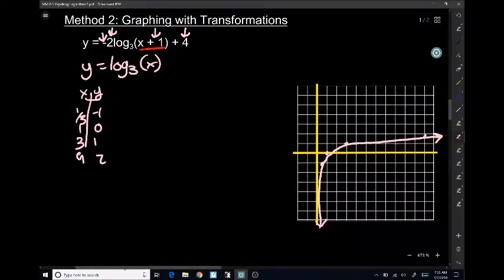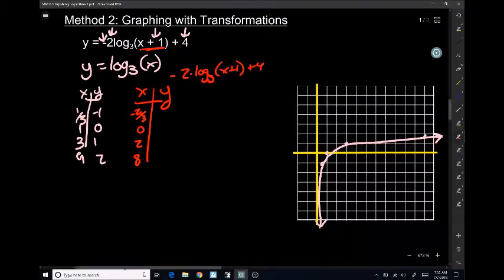So this affects the x value. The x values of my new function, which is negative 2 log base 3 of x plus 1 plus 4, the x values all get smaller by 1. They all move left 1. So this becomes negative 2 thirds, 0, 2, and 8. The y values are all going to get multiplied by negative 2 and then have 4 added to them.